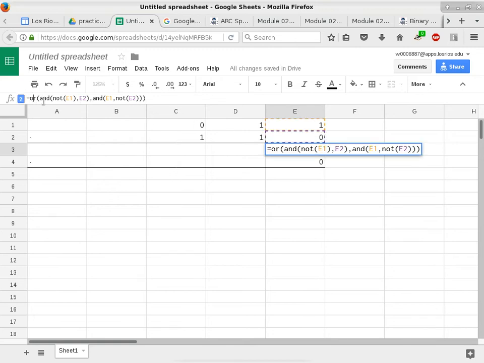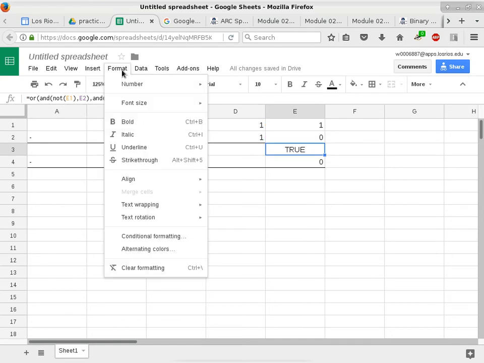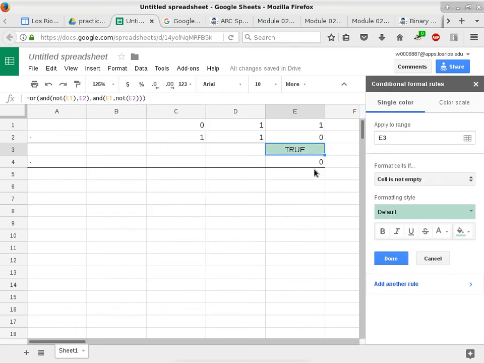I think it's conditional formatting. Maybe you've done it before. Huh? Go to Format and go to Conditional Formatting. Conditional formatting, on the bottom. Okay. Never mind. I mean, it's not that big of a deal.